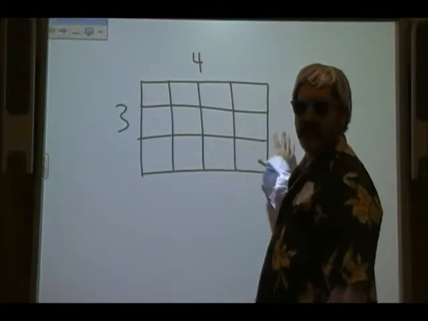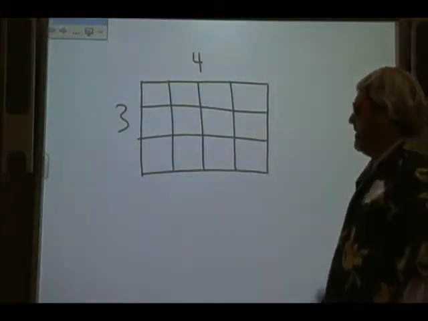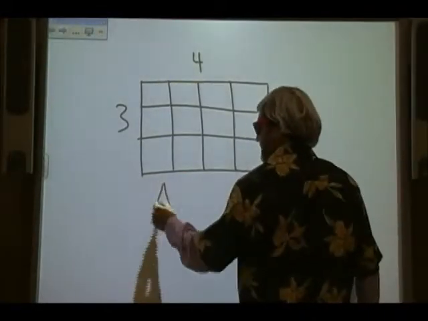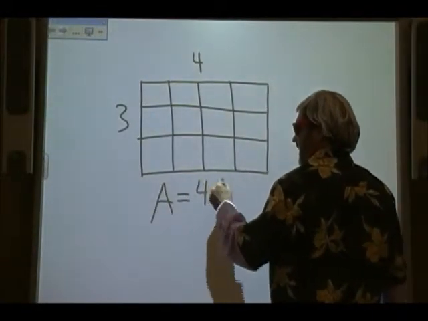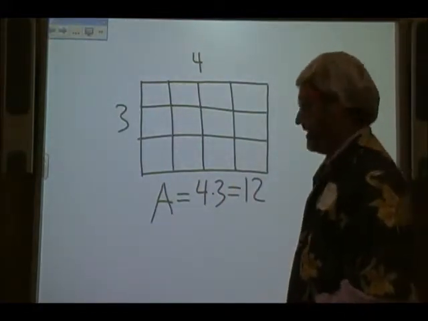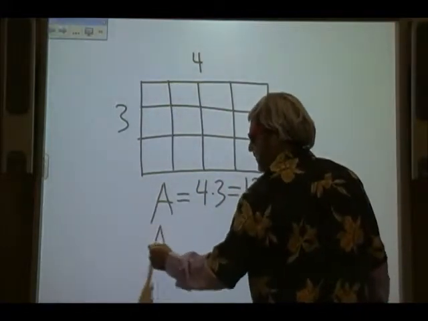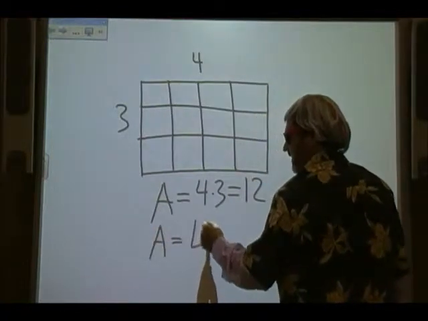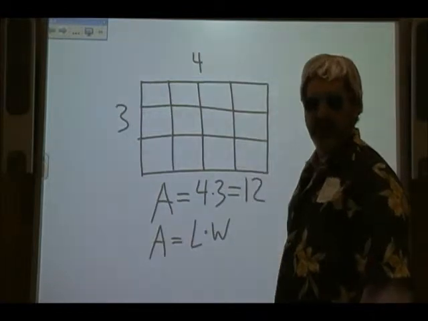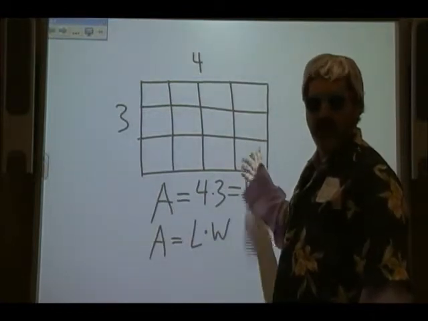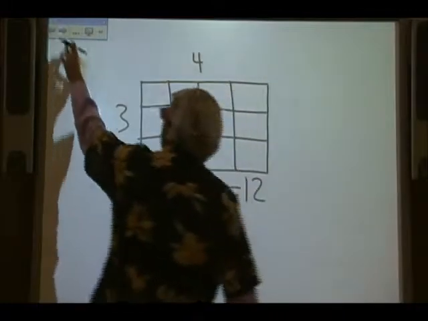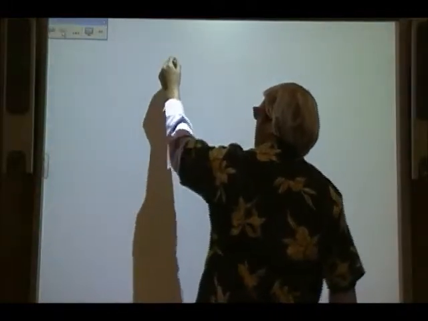and you find out it is 12. There are 12 squares here. So a faster way is to multiply 4 times 3 instead of counting. And that's where we came up with the formula, which is length times width. That's the formula for area of a rectangle. Length times width.